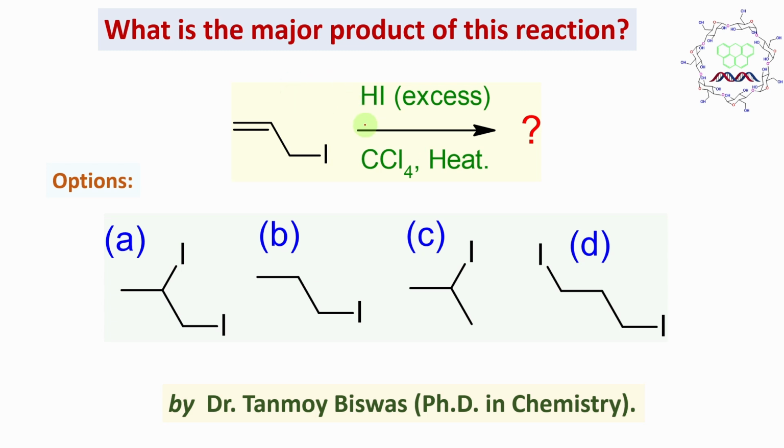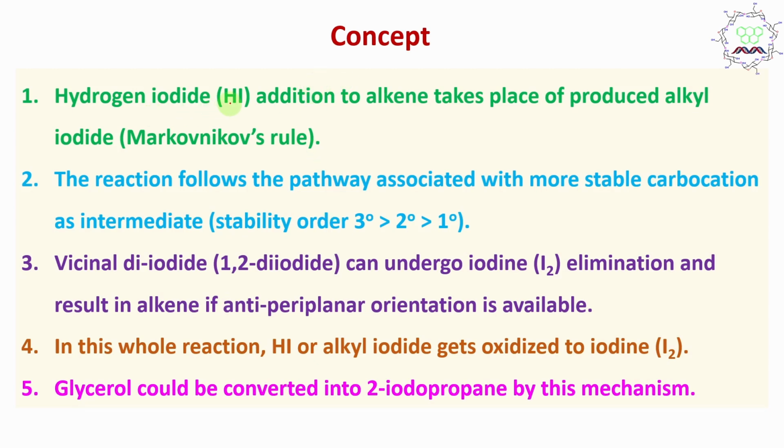Now, if you look at this, it is an alkene HI reaction, but it's a mono and di. What should be the product? In order to understand the right chemistry, let's learn the concept associated with this problem. Hydrogen iodide, or HI, addition to alkene takes place and produces alkyl iodide by Markovnikov's pathway, or following Markovnikov's rule. What was the rule?